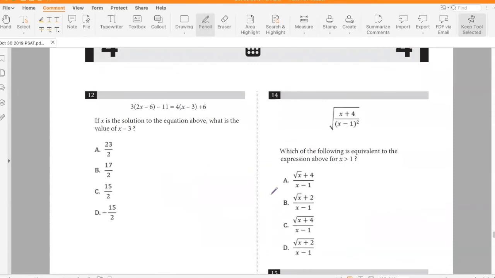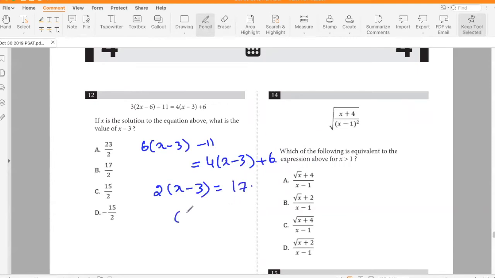If x is the solution to the equation above, what is the value of x minus 3? Okay, so if I take 2 common from this, then I get 3 into 2, 6 times (x minus 3) minus 11 is 4 times (x minus 3) plus 6. So when I take 4 times (x minus 3) to the left-hand side, I get 2 times (x minus 3). And 11 plus 6 is 17. So x minus 3 is 17 by 2.